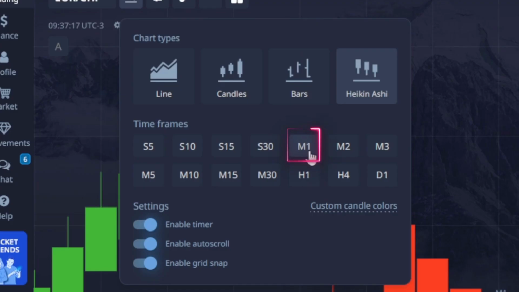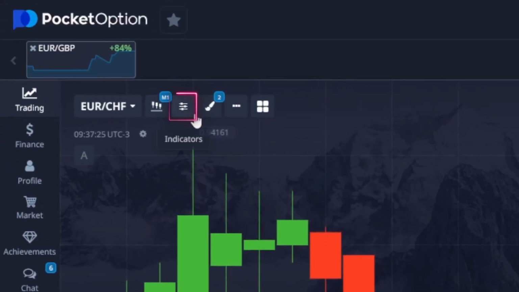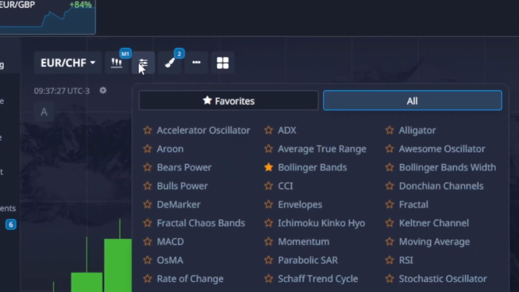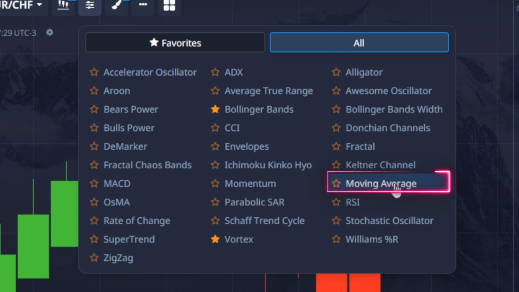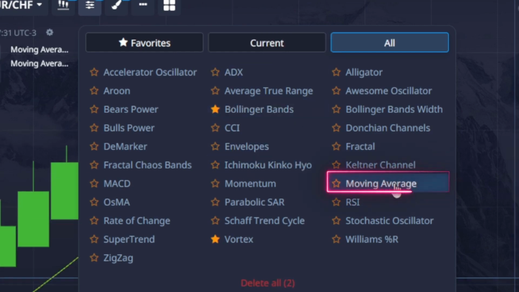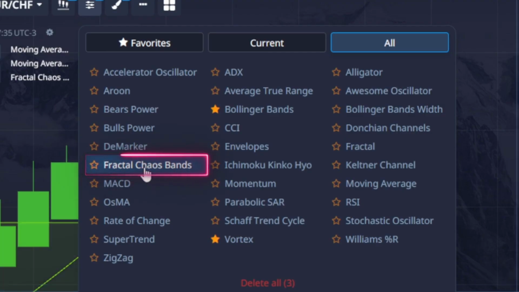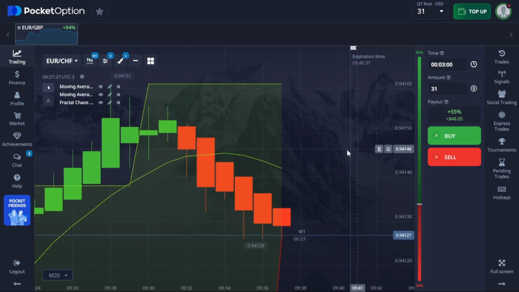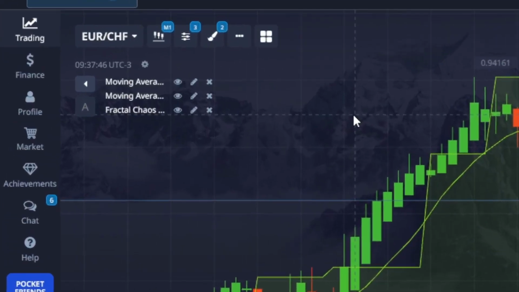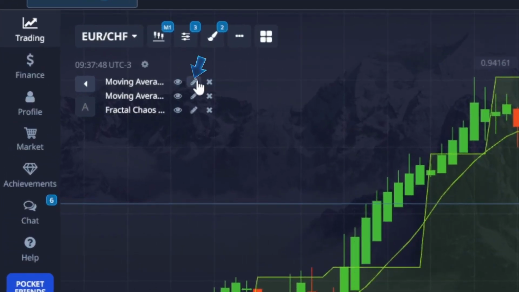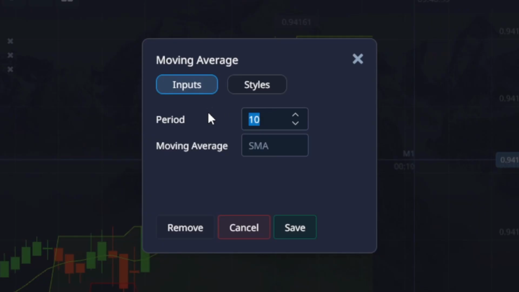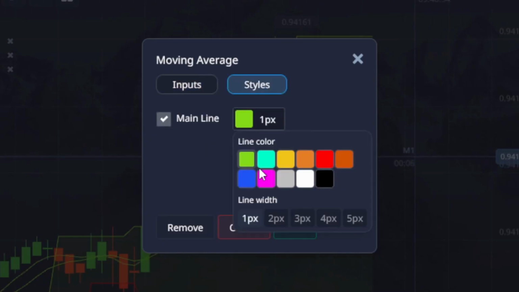Okay? Next, we're going to add moving average lines. We're gonna use two options. Start with moving average, okay? And select fractal Chaos Bands. We're gonna use that one. First one, let's configure that. The first moving average, we're gonna use 7 periods, simple moving average.